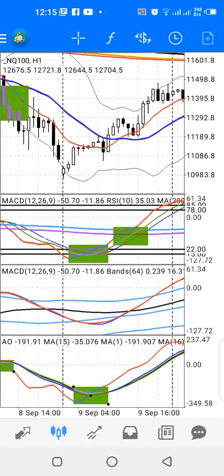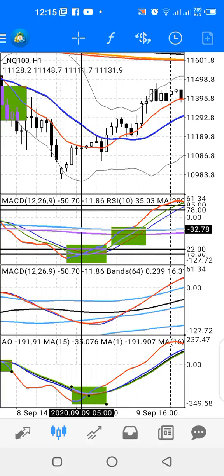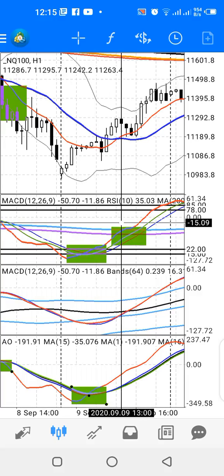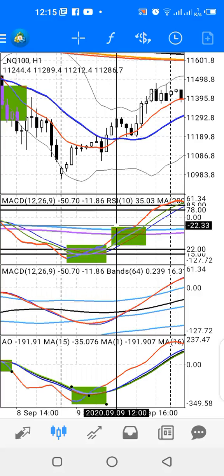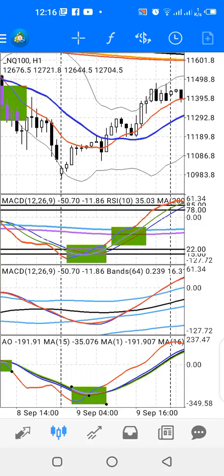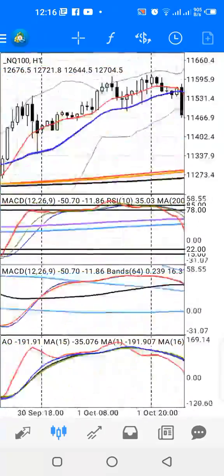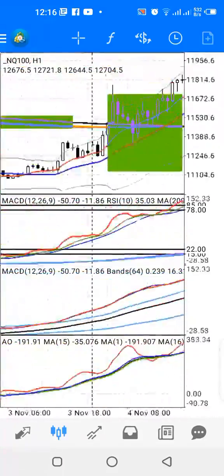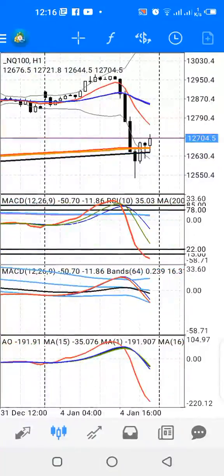So if you combine all the signals at the same time and there's a synchronization of all signals, you can take your trade. Now let's go to what is happening currently and try to spot a signal.